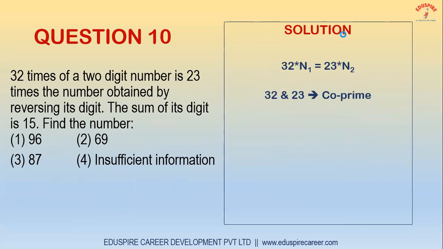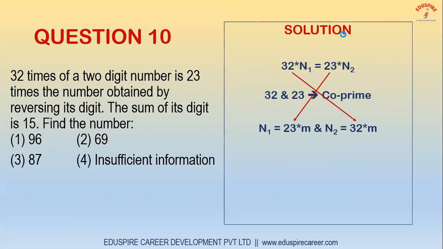Now you see, very interestingly, 23 and 32, these two numbers are co-prime, they're mutually prime, that is prime to each other. There is no common factor. And hence, we can always conclude that n1 will take values which are in multiples of 23 and n2 will take values which will be in multiples of 32. So the choice becomes very simple from the options.